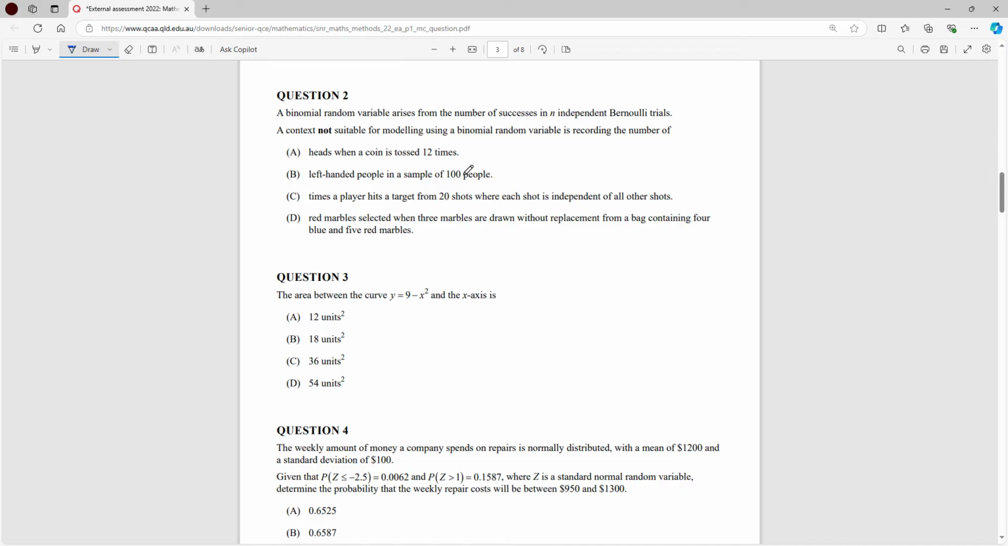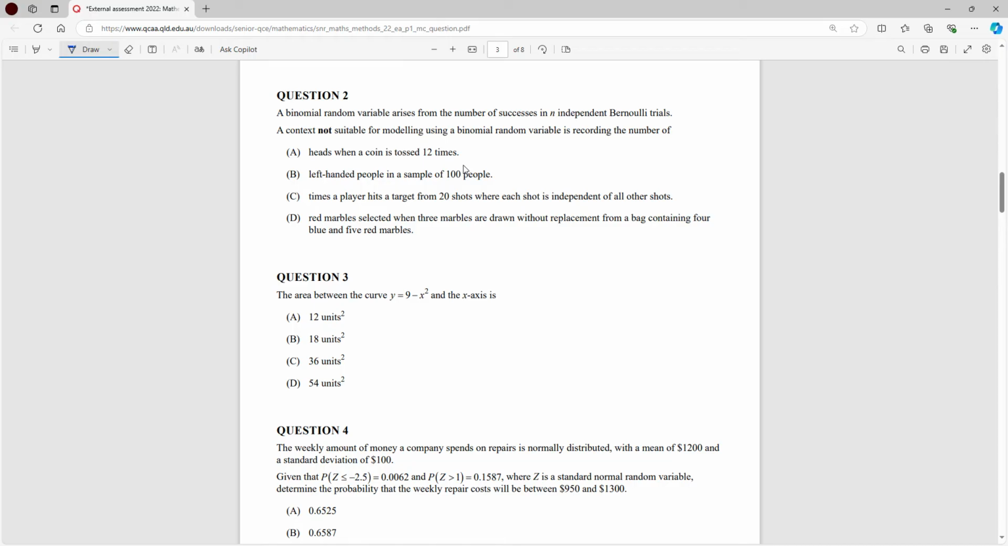A binomial random variable arises from the number of successes of n independent Bernoulli trials. Now, a Bernoulli trial is a binomial, but it's got n equals 1, okay? So here, a binomial random variable is basically saying, alright, we're taking a Bernoulli trial, but we're doing it n number of times, okay? A context not suitable for modeling a binomial random variable is recording the number of, and then they give a couple examples. So here we need to work out which one of these is not binomial.